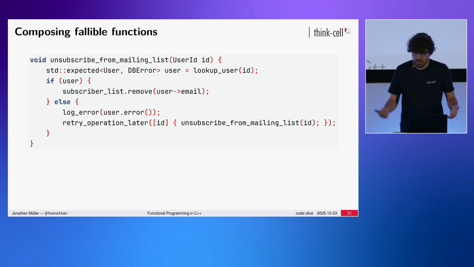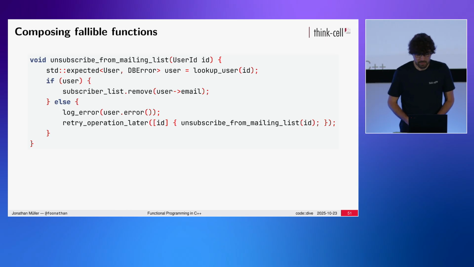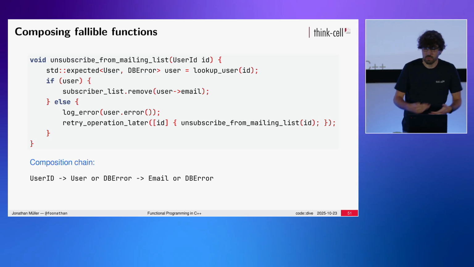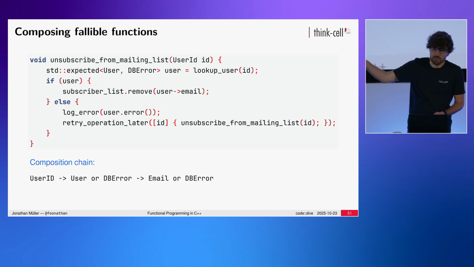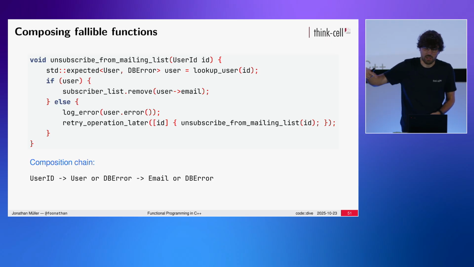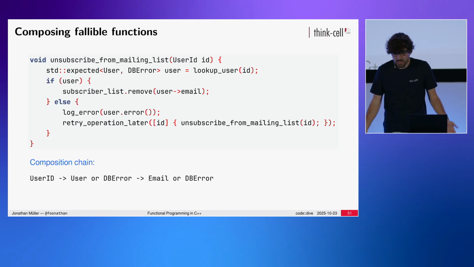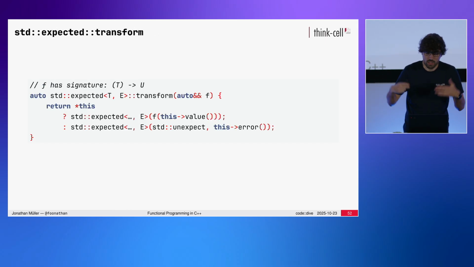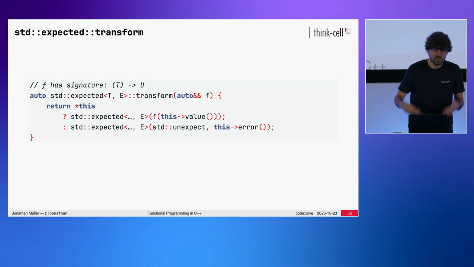And then we can write code like this. So we look up the user, if we have one, we move it, otherwise we have an error, and we handle the error. And again, we've got this composition chain, but this time, instead of nothing, we have the or DB error, right? We have a user ID, we turn that into user or DB error, and then we turn that into an email or DB error. And just like with optional, we want to reify them, and we can do that by calling transform on the expected.